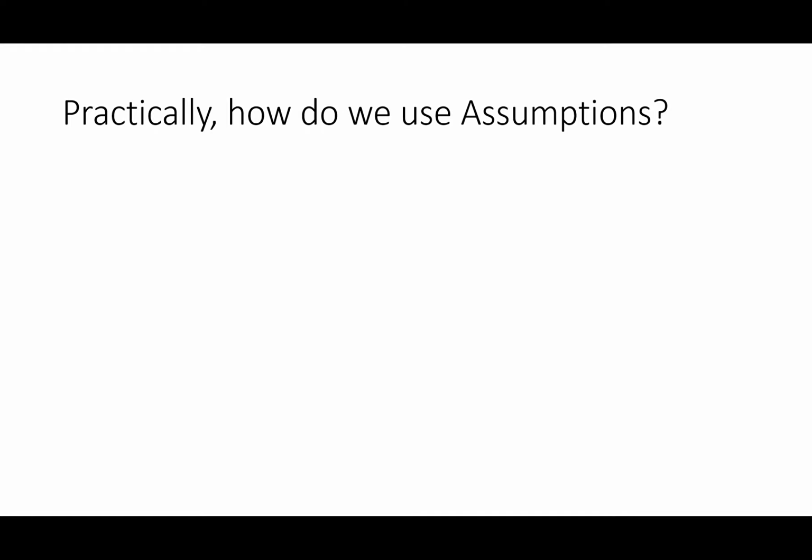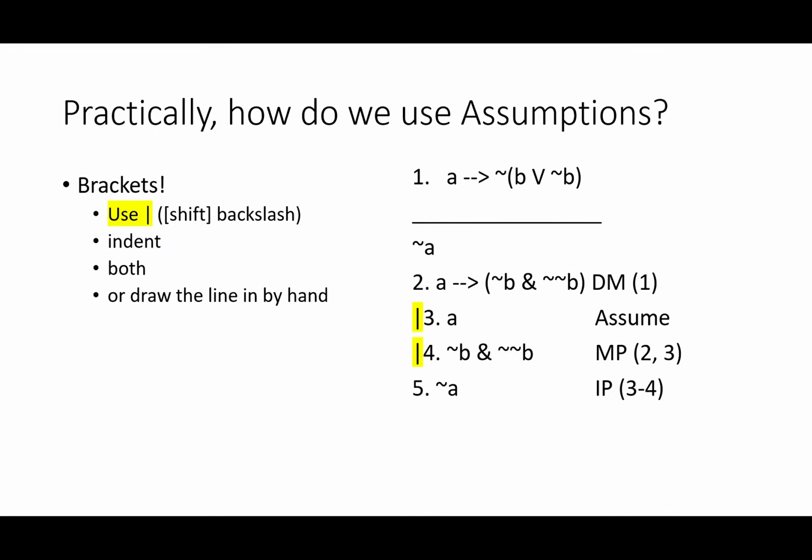Practically, how do we use assumptions? Brackets. There's a few ways to do brackets. The first is to use the vertical line key, shift backslash. That's what I usually use, and we'll see it in the rest of the examples here. Here, lines 3 and 4, highlighted, show the use of the vertical line backslash. But if you prefer, you could indent, you could do both, or you could draw the line by hand.